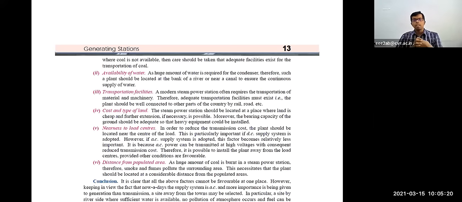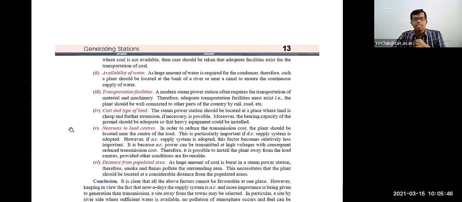And also nearness to load centers. It has to be near to load centers. If it is near to load centers, then it is well and good. The transmission cost will be decreasing, and also the transmission losses will be decreasing.